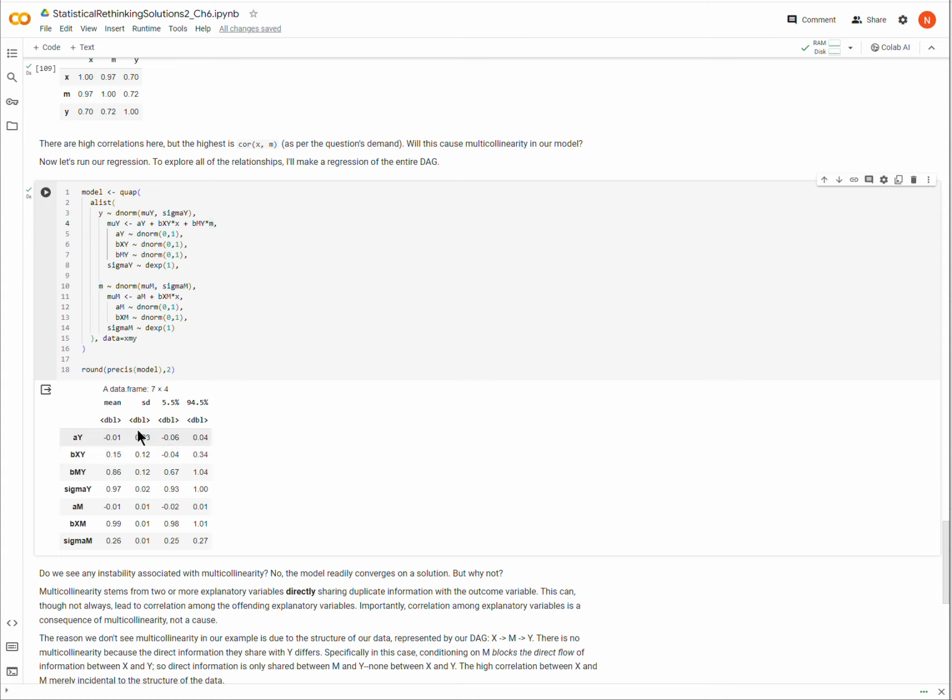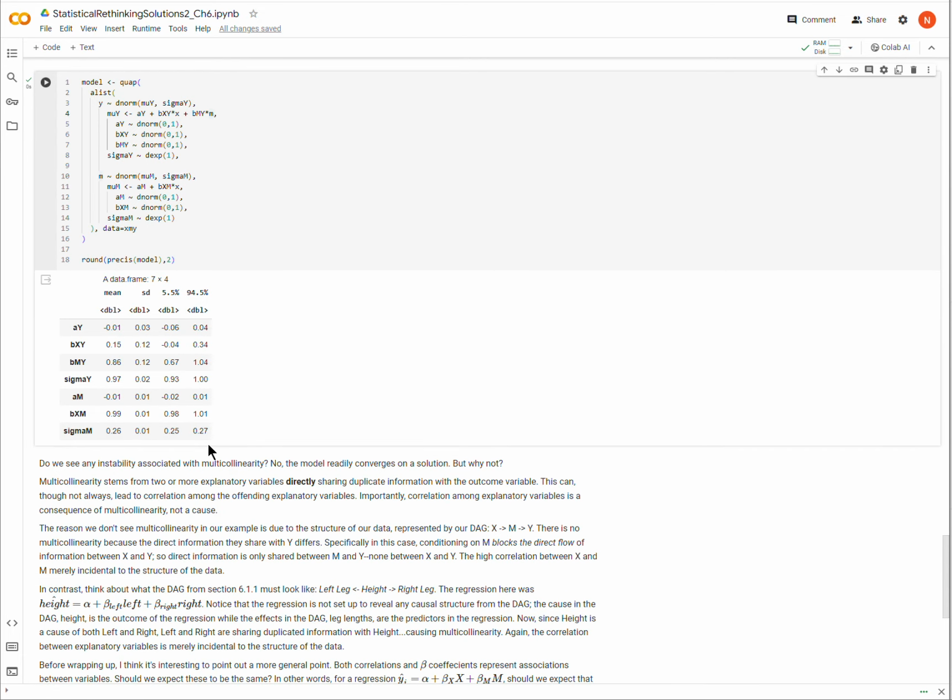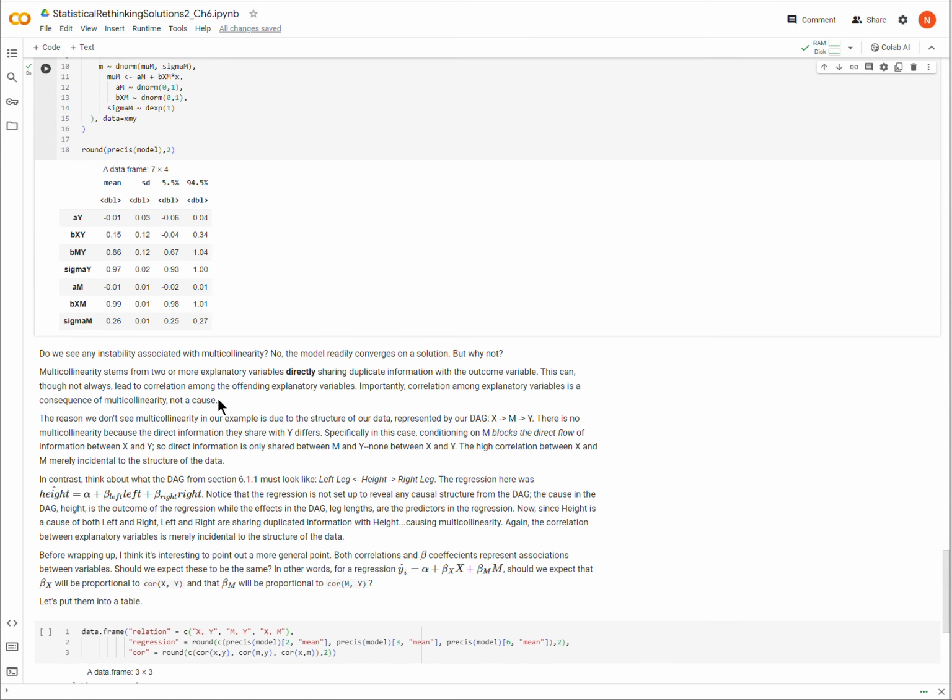Okay, and that's not what you would expect in multicollinearity. Again, hopefully you've read the chapter and you understand what these would look like. If there was multicollinearity, we would expect the credibility interval, for instance, to be pretty evenly and widely distributed across 0.